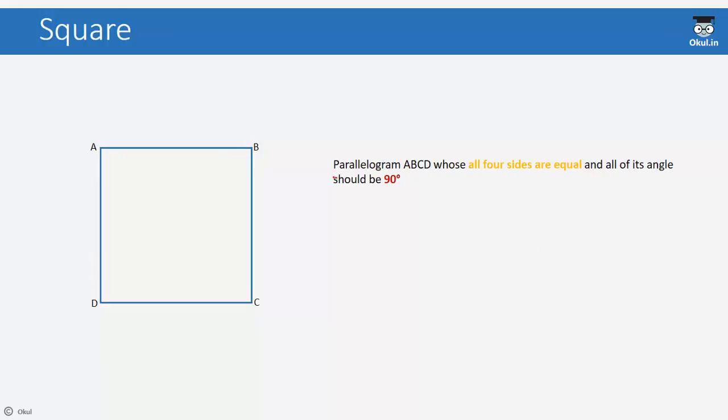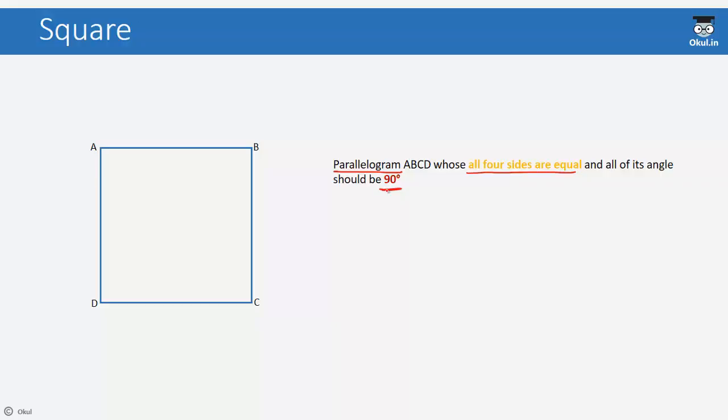The next type of quadrilateral is a square. A square is a parallelogram ABCD whose all four sides are equal and all of its angles should be 90 degrees. We can say that a square is a mix of a rhombus and a rectangle, because in a rectangle all the angles are 90 degrees and in a rhombus all the sides are equal. And since a square has both these properties, it can rightly be called a mix of a rectangle and a rhombus.